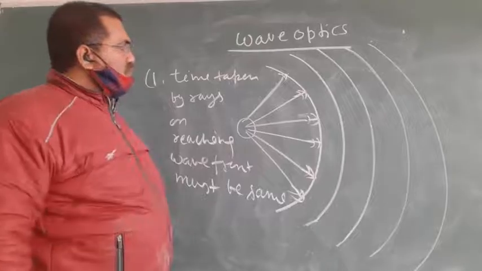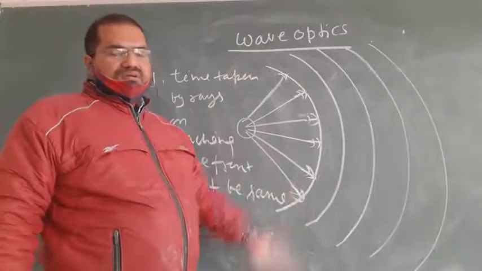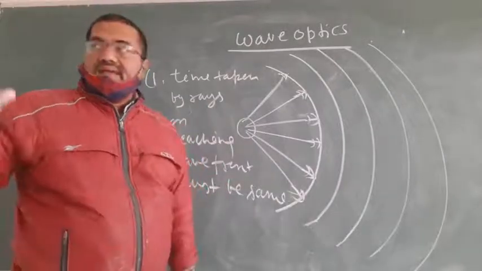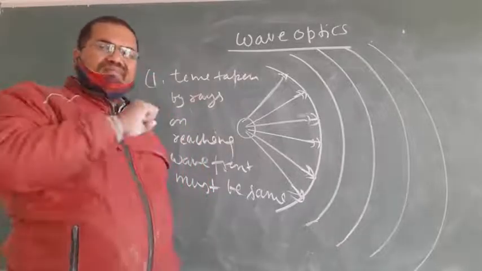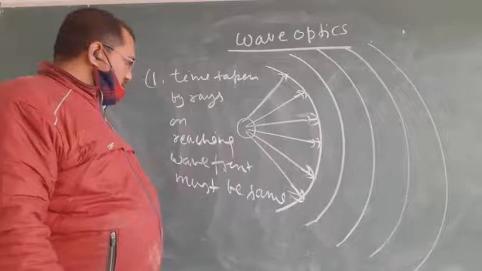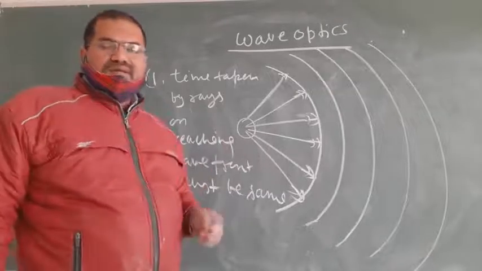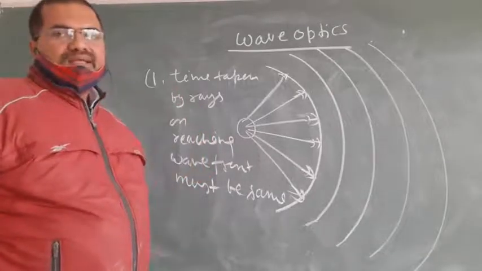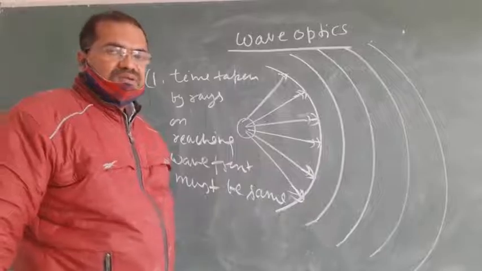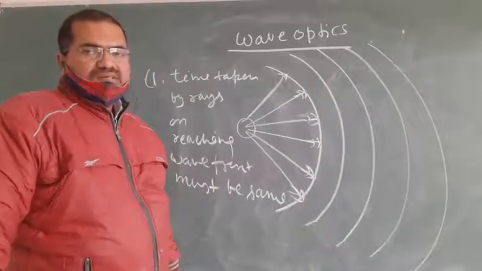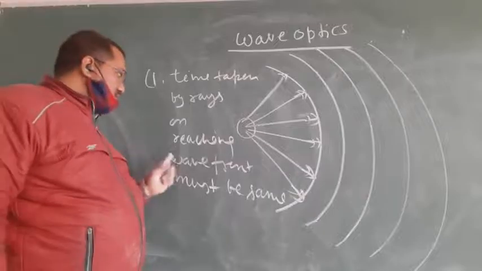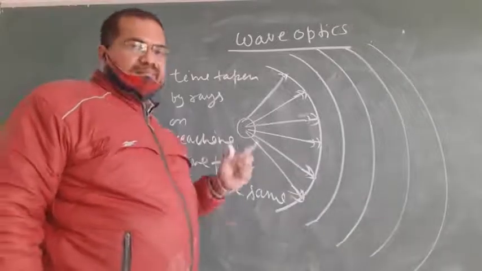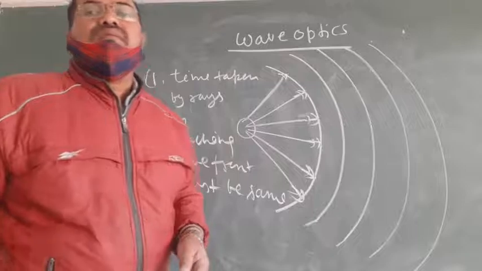If you are going to make the wavefront, then definitely the light rays coming from any source must reach the wavefront at every point in the same time. Otherwise, particles vibrate in different phases, which is not the condition of wavefront. So this is a very important point. Time taken by rays on reaching wavefront must be same. This is the first condition.